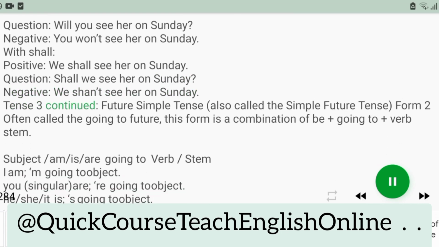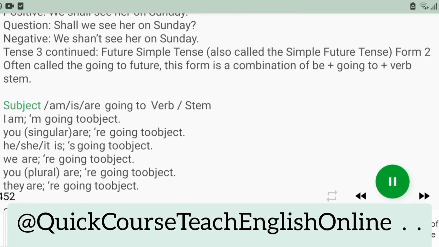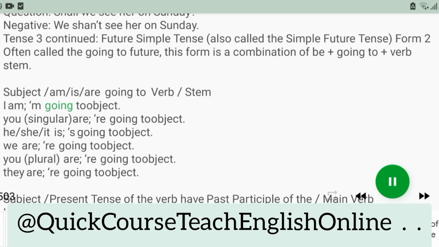Tense 3 continued. Future simple tense, also called the simple future tense, form 2. Often called the going to future, this form is a combination of be plus going to plus verb stem. Subject. Am, is, are. Going to. Verb stem. I am going to.